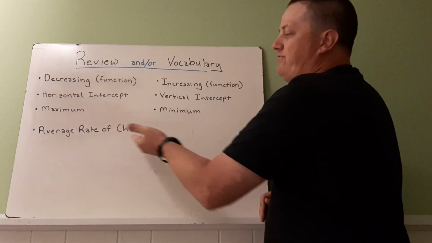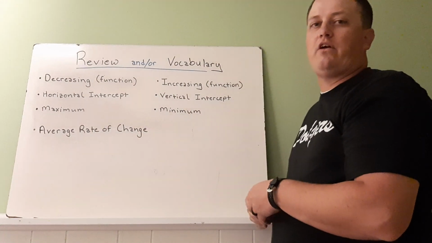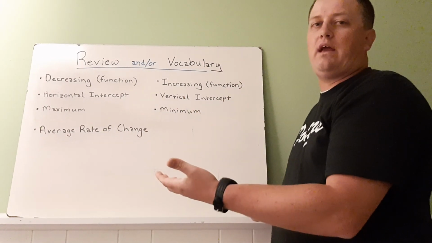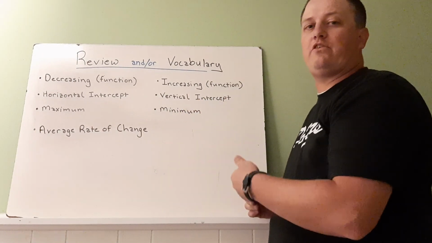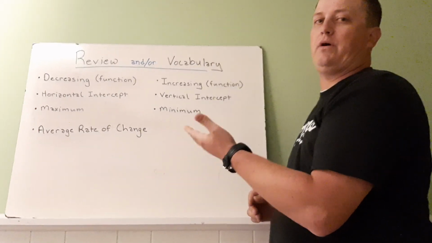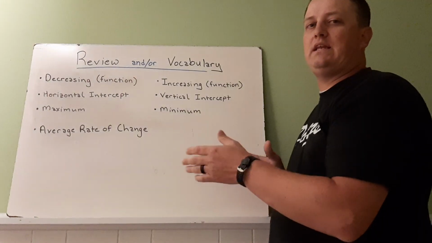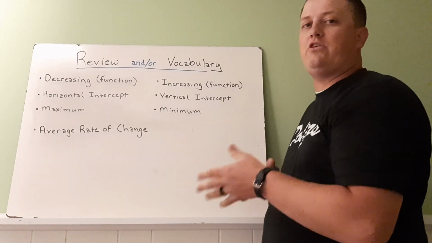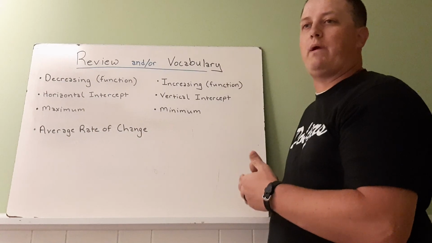And average rate of change, which is the rate of change given a starting output and an ending output: the ending output minus the starting output, divided by the ending input minus the starting input. So we're seeing the difference of an end to a beginning and then using division through the outputs and inputs to create that rate of change.